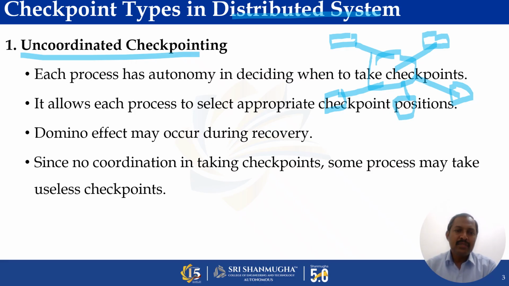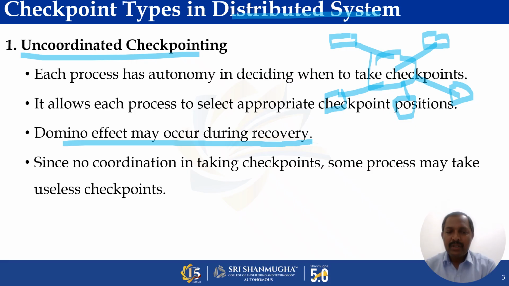So in uncoordinated checkpointing, within each system, a process is going to run. Each process has autonomy in deciding when to take checkpoints. Whenever a process needs to create a checkpoint, it can create. So it allows each process to select an appropriate checkpoint position. Here a domino effect may occur during the recovery process. While taking a checkpoint is not a problem, but during recovery, the domino effect may occur.